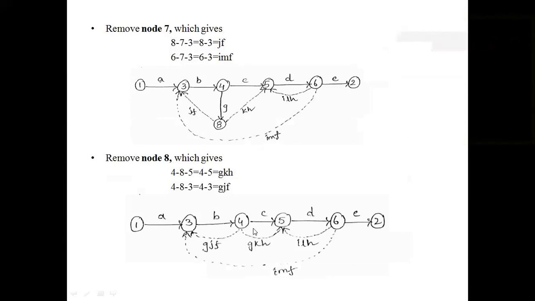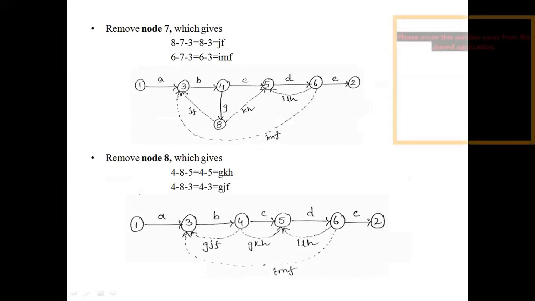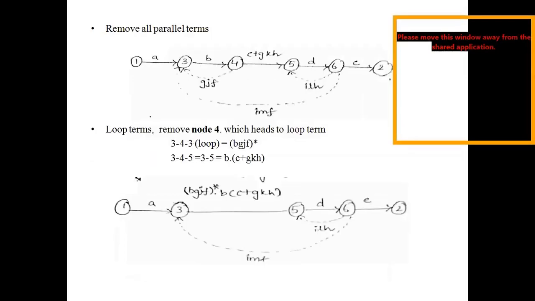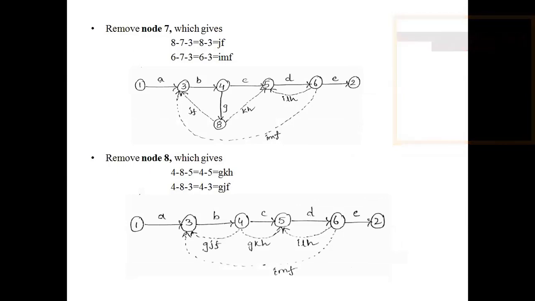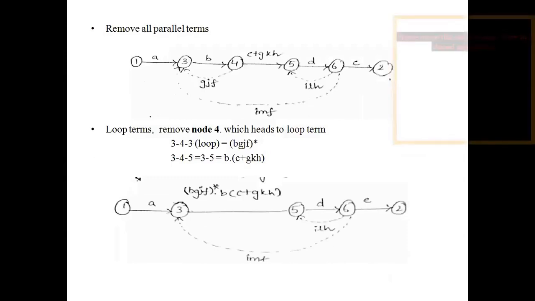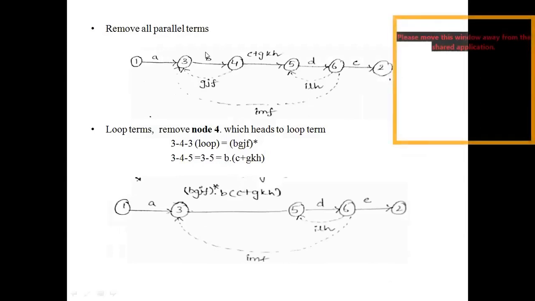See how C plus GH is obtained. After removing node 8, we removed the parallel terms. See here, removing all parallel terms. What are the parallel terms? This is a link from 4 to 5 and again 4 to 5. We have two links, both representing the same connection. They are called parallel links. That is removed here, which is why it is represented as C plus GKH. Is that clear? That will be multiplied with the sequence B: B into C plus GKH.